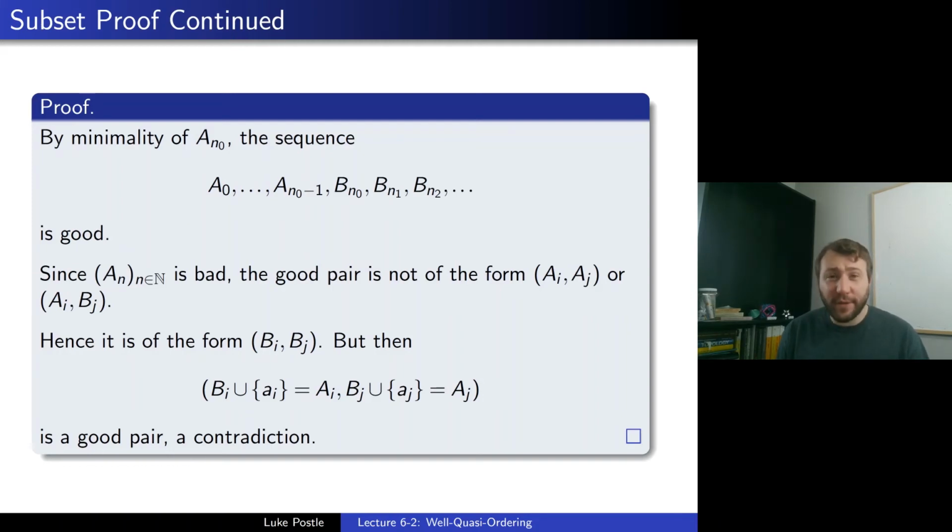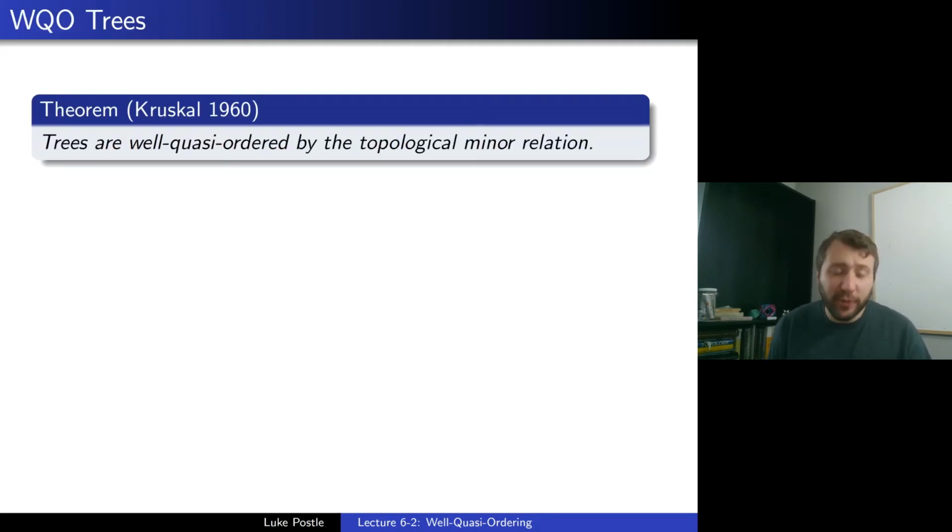So that's for subsets. Now I want to do it for trees. Here's this theorem from Kruskal, 1960, that trees are well quasi-ordered by the topological minor relation. And actually, if you think about it, that means they're ordered by the minor relation as well. So basically, Kruskal had proved the graph minor theorem, but only for trees back in the 60s. This is what we're going to try to do today, because this one we can actually do in a class.